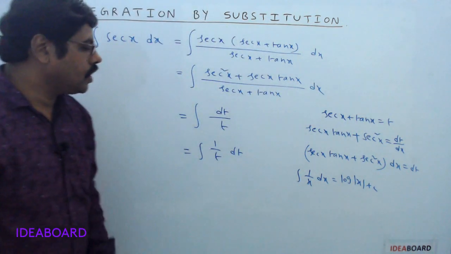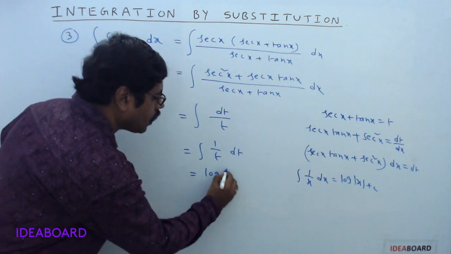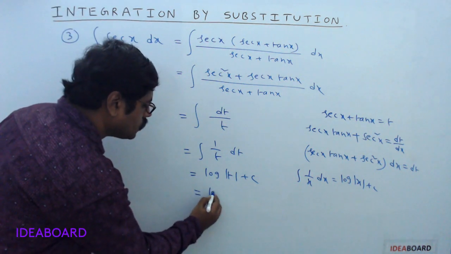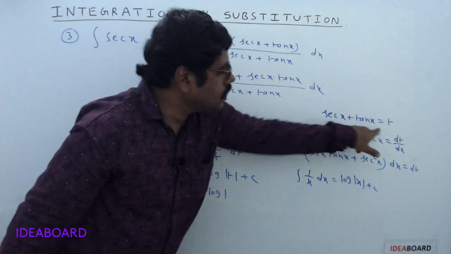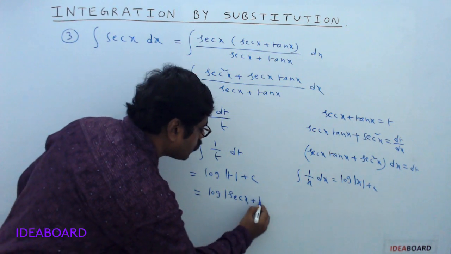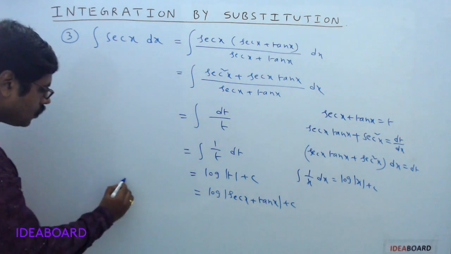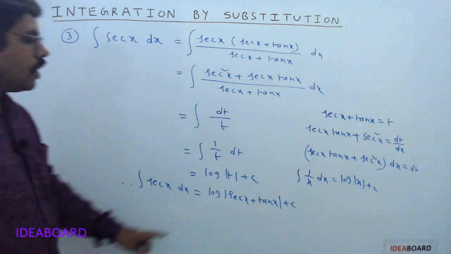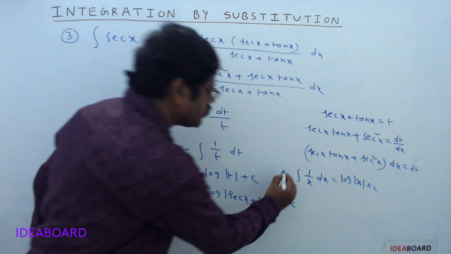So from this formula, integral 1 by t dt can be written as log mod t plus a constant c. So this equals log modulus of t. Replace t with secant x plus tan x. So log modulus of secant x plus tan x plus a constant c. So therefore integral secant x dx equals log mod secant x plus tan x plus a constant c.